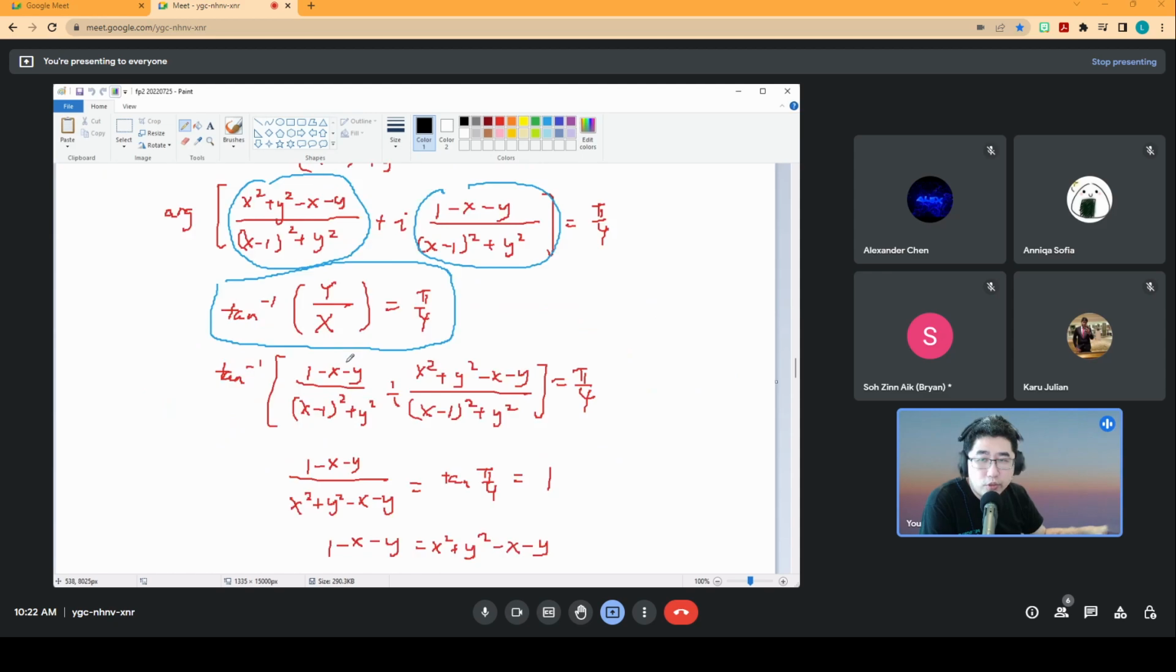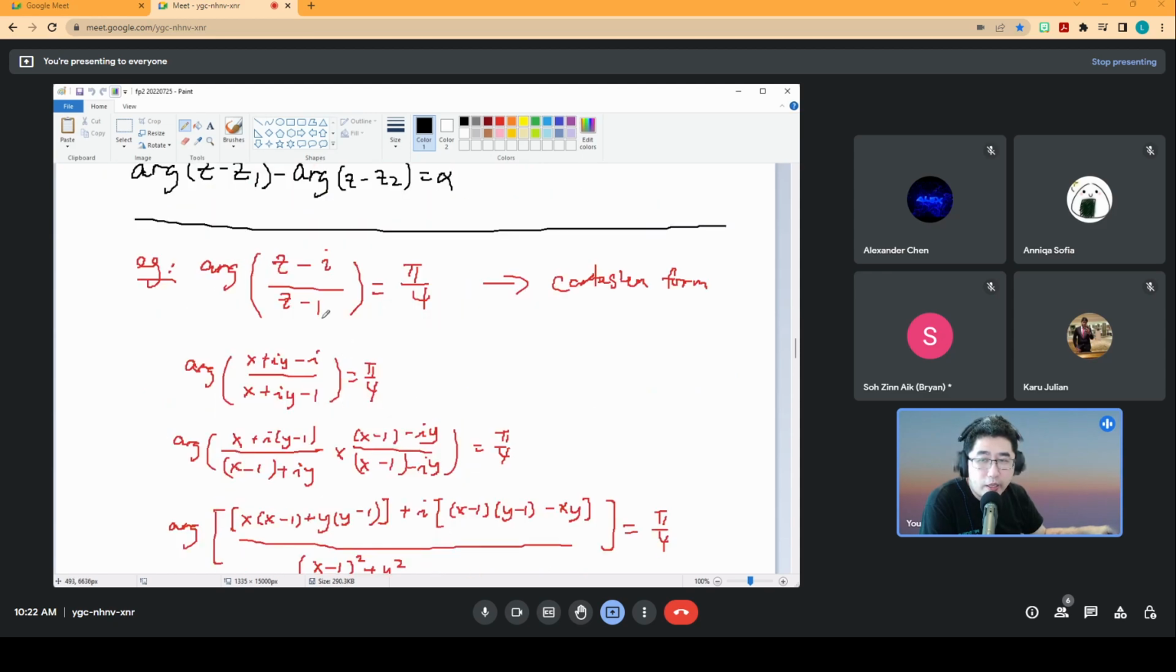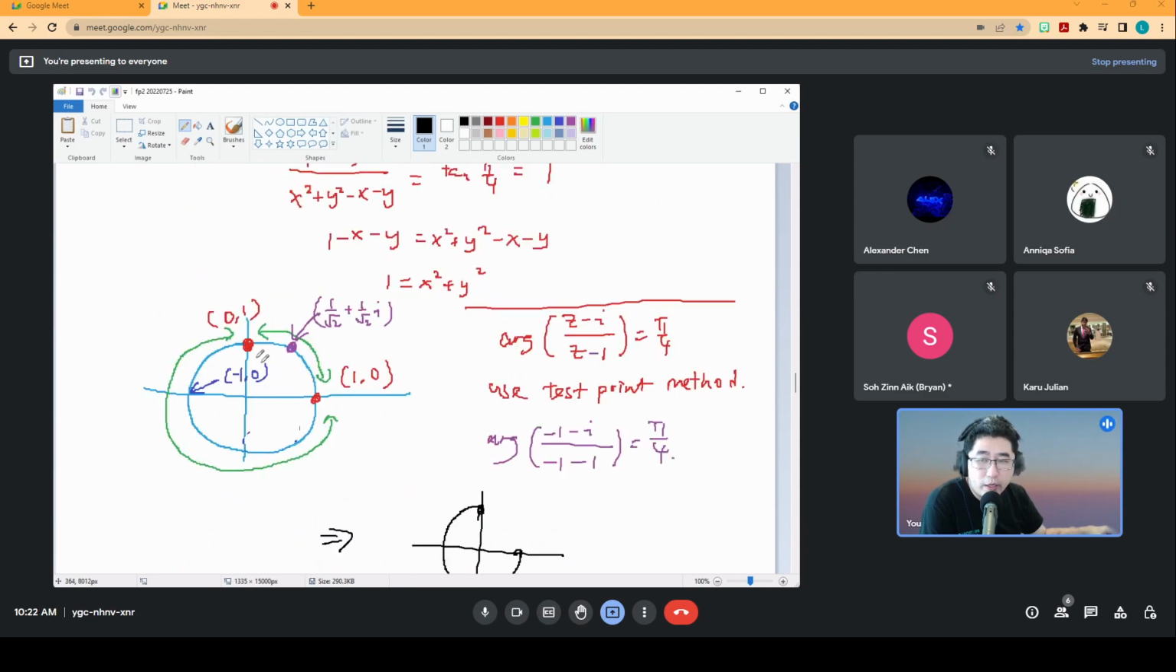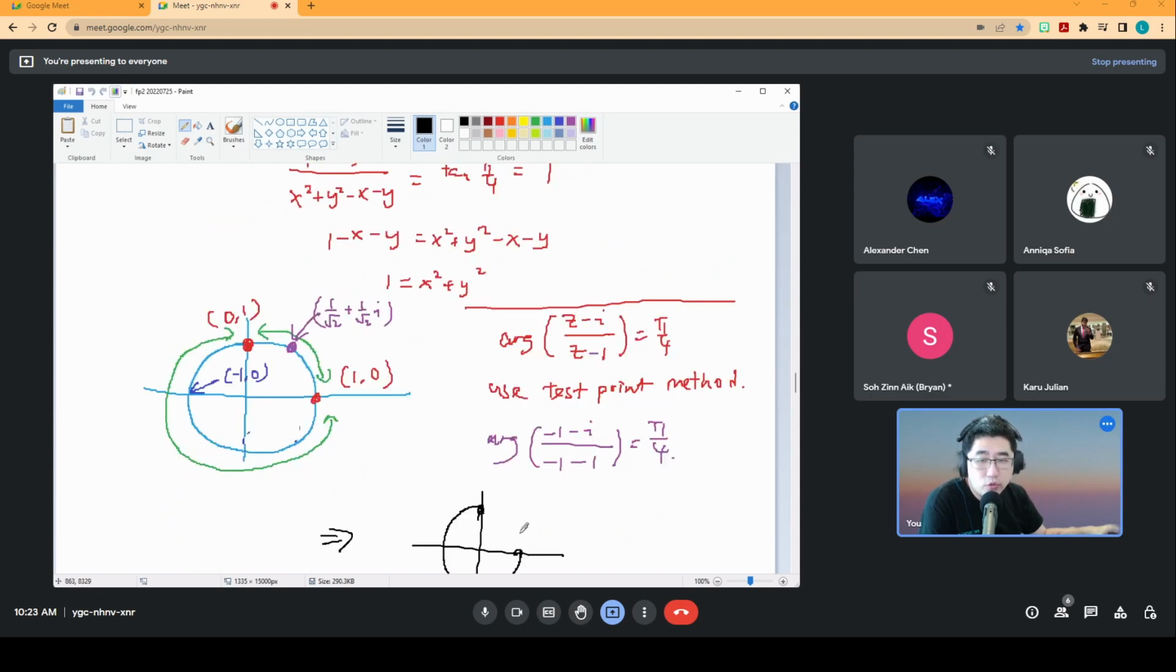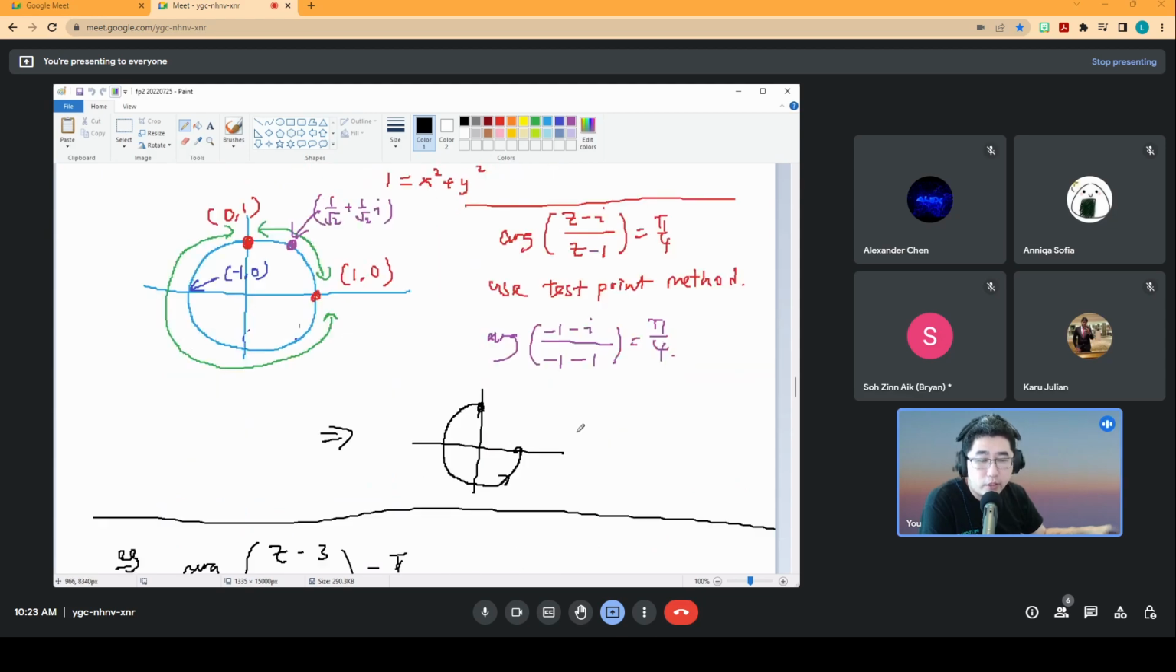So the 2 points that we have are i and 1. So I have a 1, i and 1 here. From the entire circle of x squared plus y squared equals 1, I have this entire blue circle. But these 2 points here separate it into the minor arc and the major arc. So we can use the test point method to figure out which one we want. Then after we use the test point method, we realize that this is the final answer.